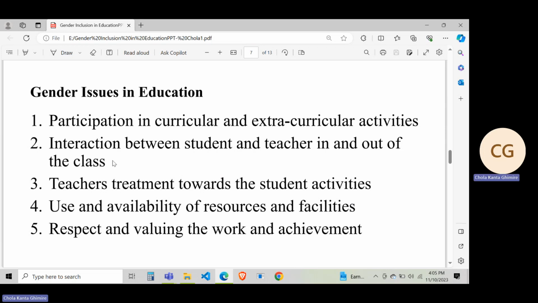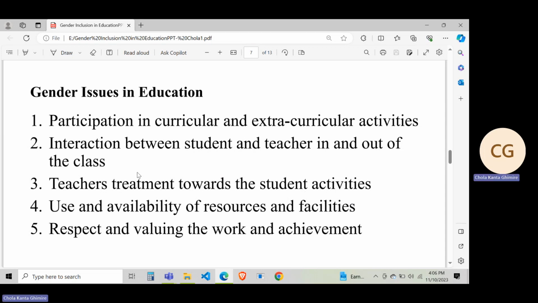During the interaction, we must ensure justice to girls and boys equally. Another issue is teacher treatment toward the students in the classroom. Teachers need to treat them equally.